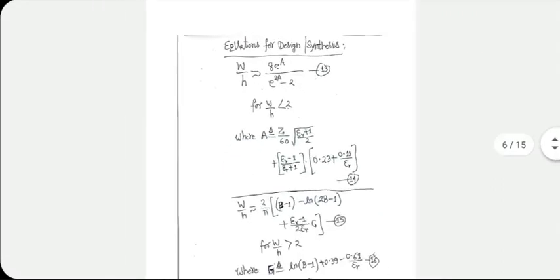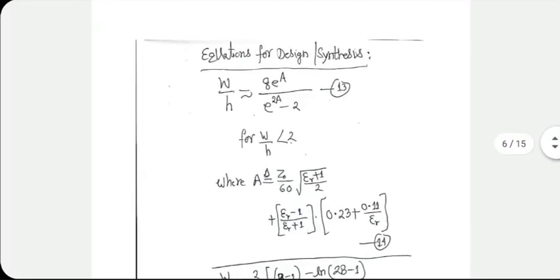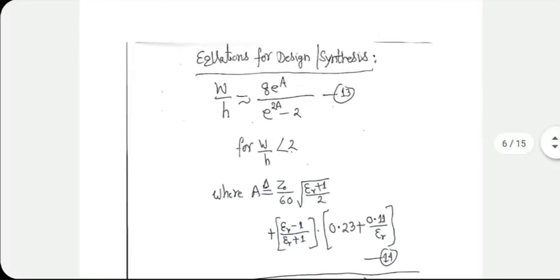We take a blind shot in practice. We start with one of them, figure out W by H value. If it meets the condition for that equation, we stop. If it doesn't, we go to the other equation. There are local parameters here. For the equation for W by H less than 2, there is a local parameter capital A, which is given by this approximate formula. This capital A should not be confused with ABCD parameters. They are different.